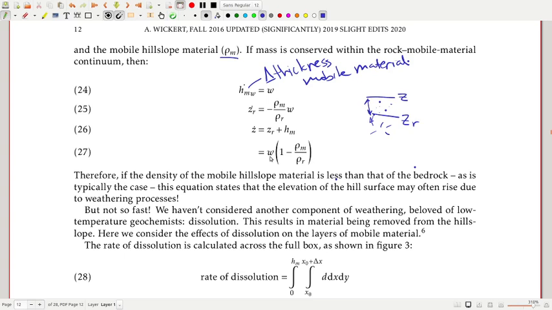Therefore, if we combine those two together, we have Z dot equal to the change in elevation of the rock plus the change in the thickness of the material. We plug this one in and we plug this one in. We actually then get the weathering rate times 1 minus rho m over rho r. Typically, the density of rock is going to be higher than the density of the mobile material, and therefore the elevation of the hill surface may often rise due to these weathering processes.